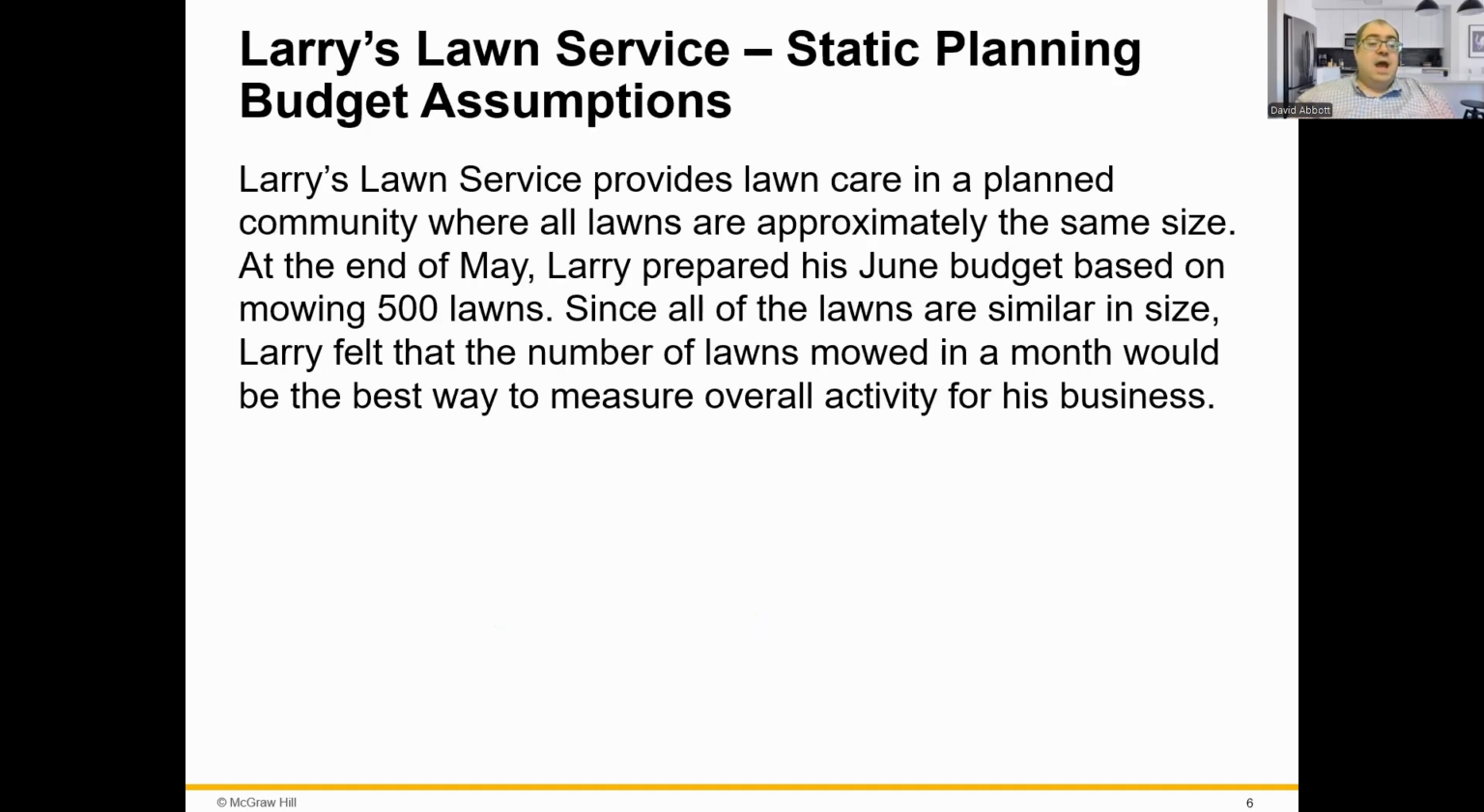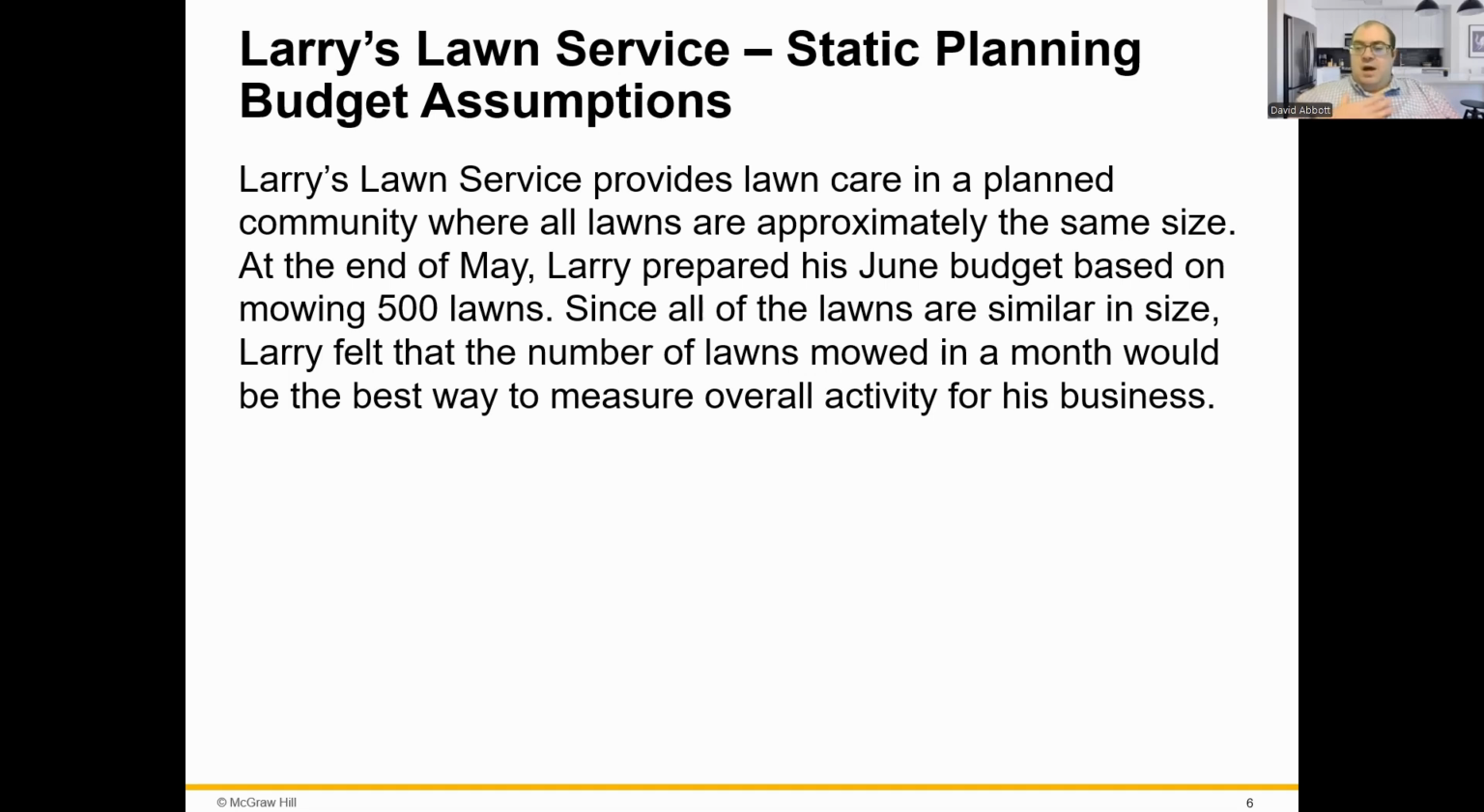So let's take a look at Larry's Lawn Service. We will assume the following facts with respect to Larry's Lawn Service, and we will note that Larry expects to mow 500 lawns during the month of June. Larry's Lawn Service provides lawn care in a planned community where all lawns are approximately the same size. At the end of May, Larry prepares his June budget based on mowing 500 lawns.